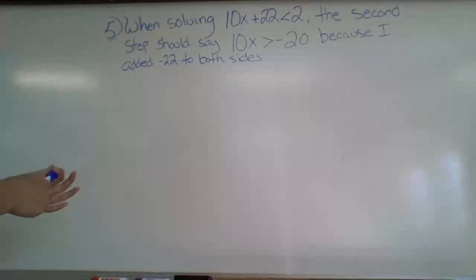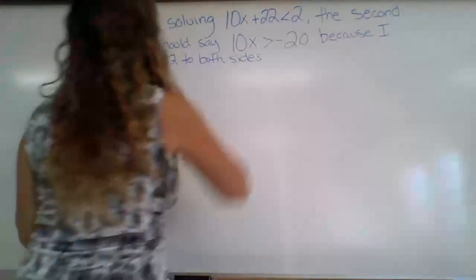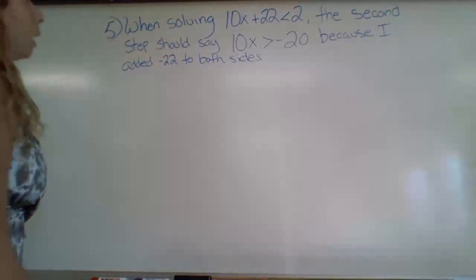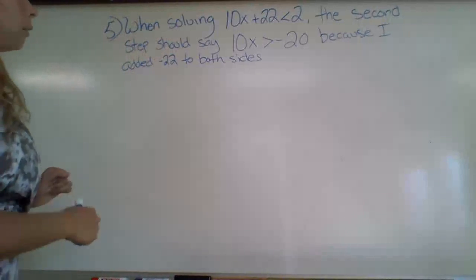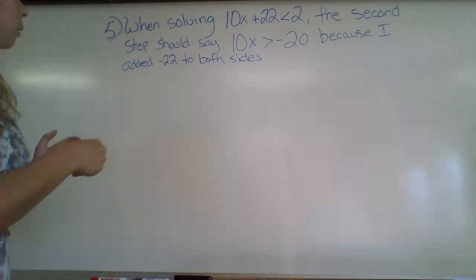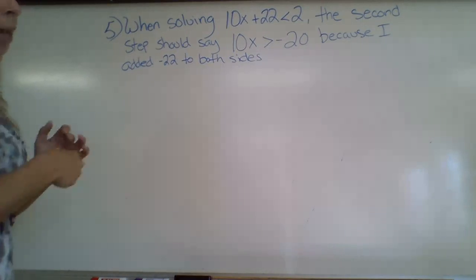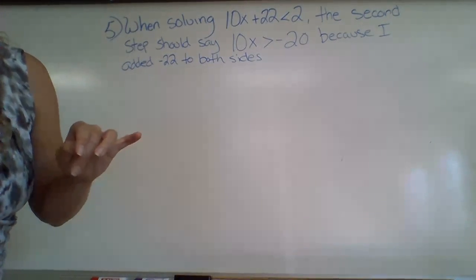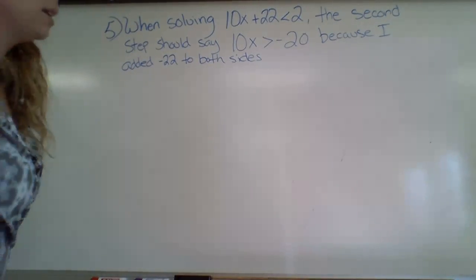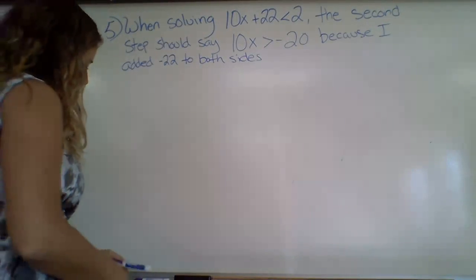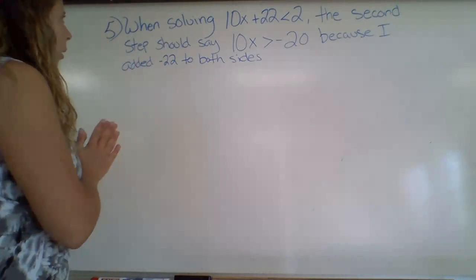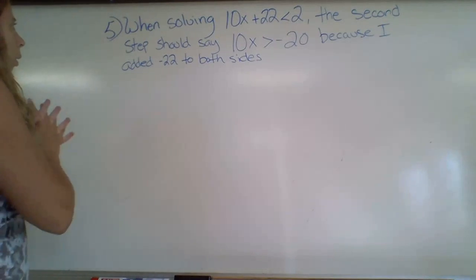Okay, this is number 5. When solving the inequality, 10x plus 22 is less than 2, the second step should say 10x is greater than -20 because I added -22 to both sides and I got a negative number on the right. Okay. Is this true or false?